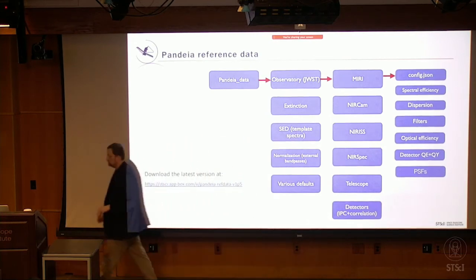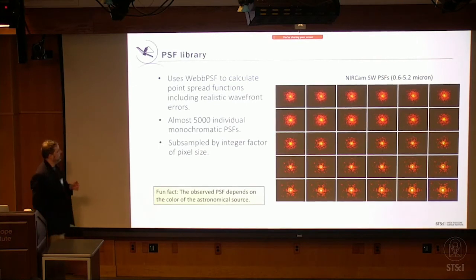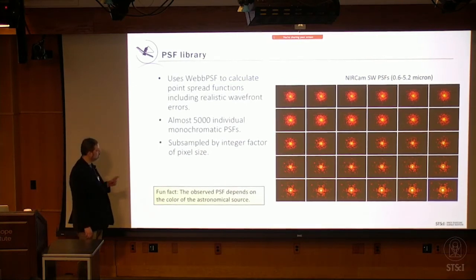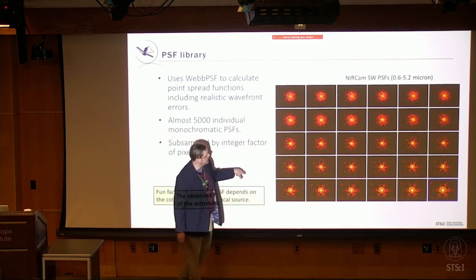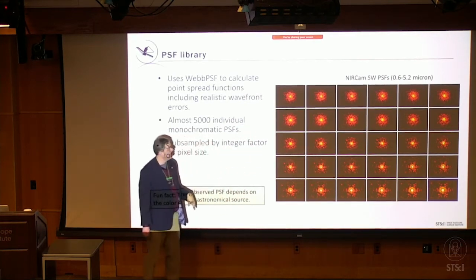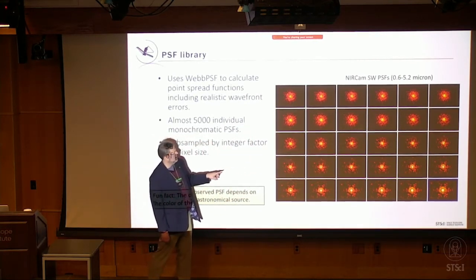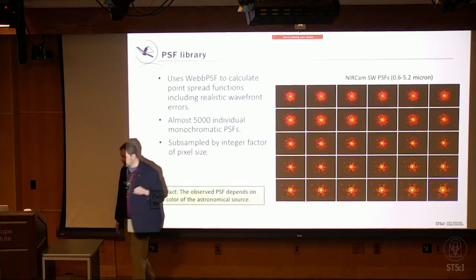And just to show what it looks like, for example, here's an example from the PSF library. Right now, it contains almost 5,000 individual monochromatic PSFs, and it's subsampled by an integer factor of pixel size. And you can see here, this is for the NIRCam short wavelength PSF as a function of wavelength from about 1 micron to 5 micron. Actually, I think the wavelength range is to 2.5 micron, not 5 micron, because it's only short wavelengths.